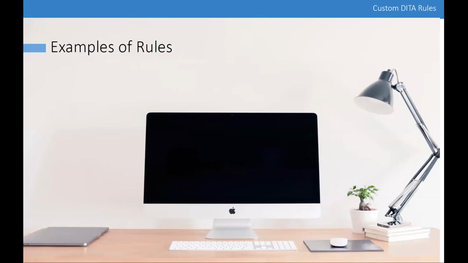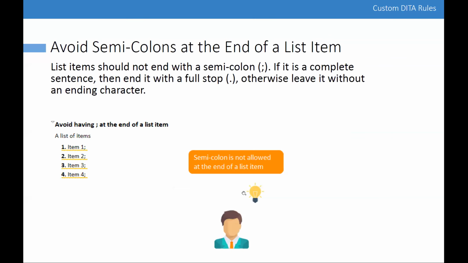Let's see some example of rules and how you can create them for DITA now. One example is if you have semicolon after each list item. So I don't want to have in my documents a bunch of semicolon after each list item. Either you remove this or maybe replace it with a full stop. So let's see how we can create this type of rule and how it can be used.